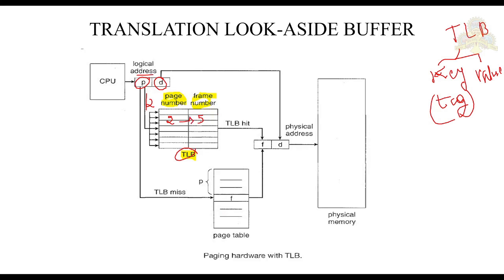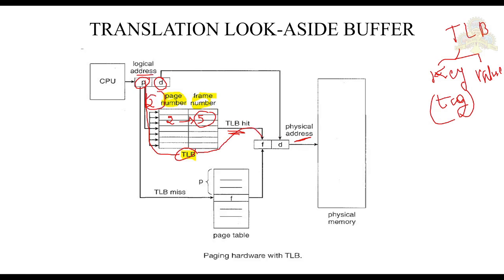If we get the particular frame number for the page number, we say that it is a TLB hit. That means we have got the frame number for the page number. Then that frame number can be added with your displacement, and we'll get the physical address. This is quite easy. This is the first process: the page number is first checked with the TLB, the corresponding frame number is taken, and that is added with your offset and we'll get the physical address.